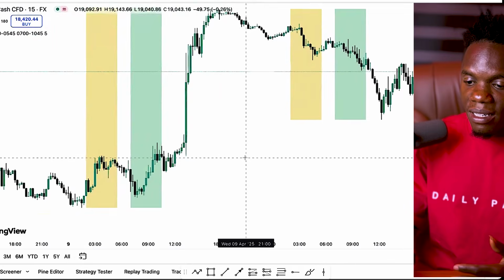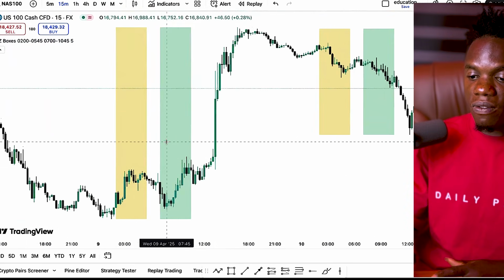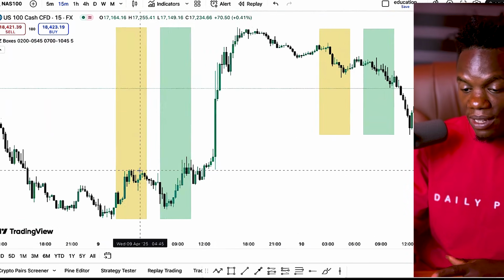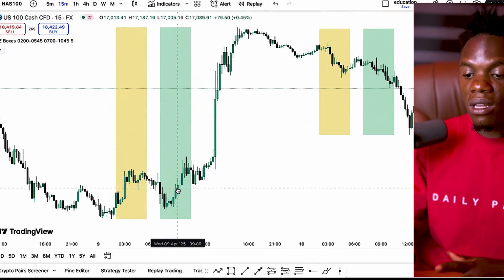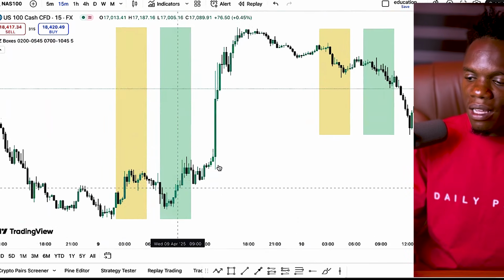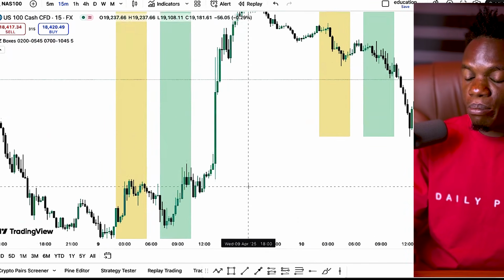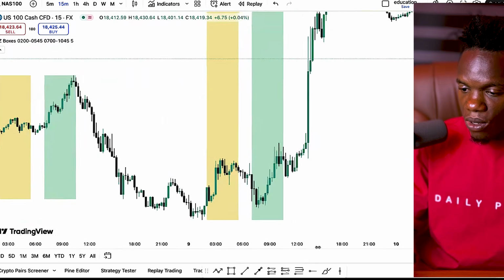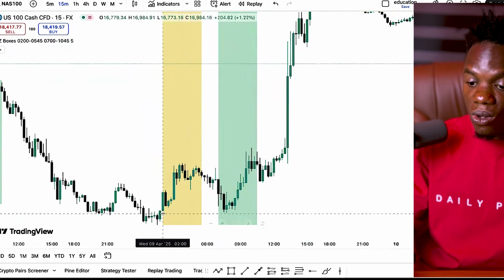So what we need is the time of the market. Let's make use of this particular day. This is Wednesday, 9th of April, 2025. So let's use this day, for example. Now, if you take a look at this day, of course, it was a bullish day. So the market expanded to the upside and the move started during the London session.